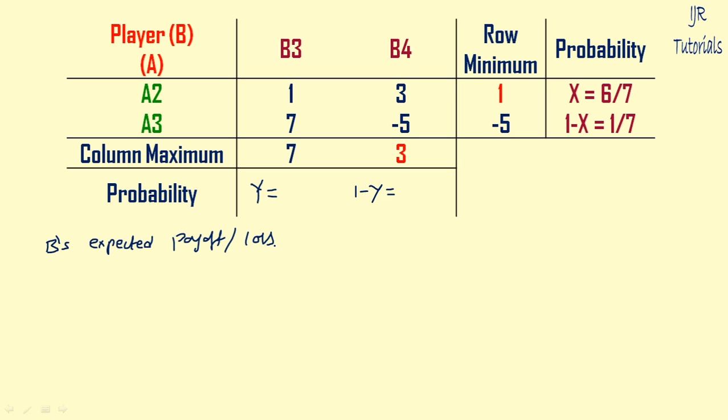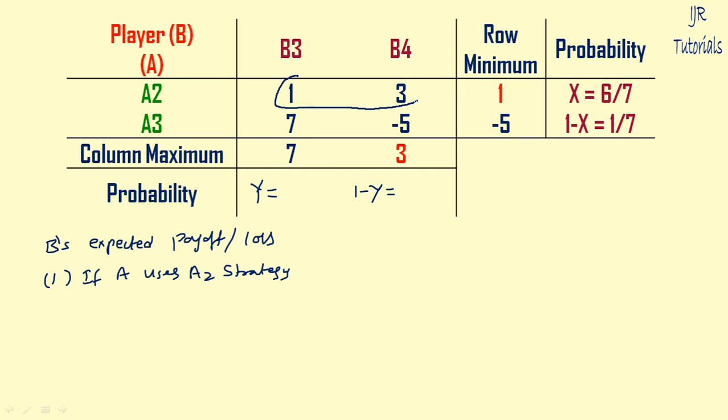Now we are concentrating on B's point of view, expected payoff or loss, because in games one player will be the gainer and the other will be the loser. So now we assume that A is the gainer and B is the loser. That's the reason B's expected payoff is a loss, and A's expected payoff is obviously a gain. Now from B's perspective, we take if A uses the A2 strategy. So under B there are two strategies, A2 and A3. If A uses the A3 strategy, what happens?